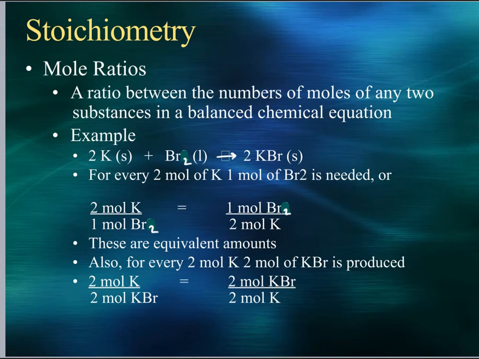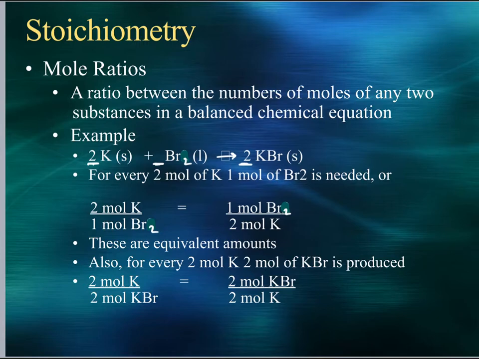A ratio between the number of moles of any 2 substances in a balanced chemical equation, we call those the mole ratios. Okay, so just kind of what we've been saying here. We're looking at the numbers. Just underline them to make sure we know what we're talking about. If there's nothing there, right, we assume it's a 1. So what we're talking about are those numbers up front, and it tells you how much of one thing you need to either make the other thing or react with the other thing. Okay, so our example here, 2 potassium plus 1 Br2 yields 2 KBr.